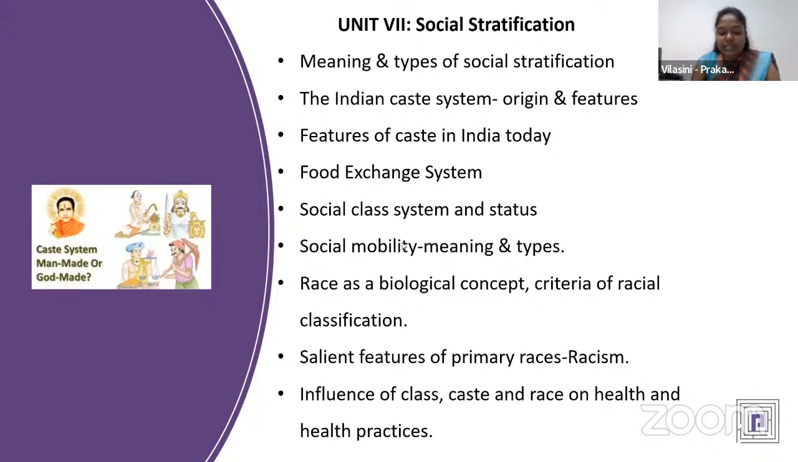The next we'll see about the class system. So the class system is universal, means it is present everywhere. Class is what? It is a position given to a person based on the role or status of an individual. The next is the status. So the status is given by the class or the role the person performs.